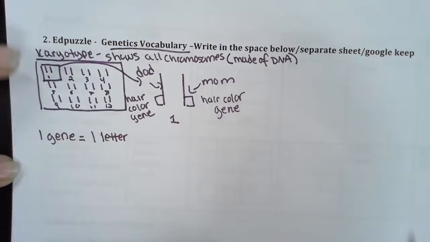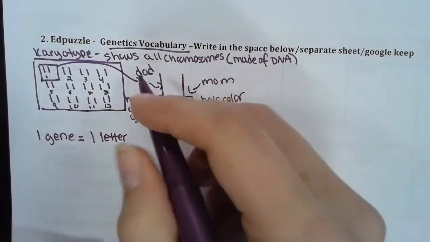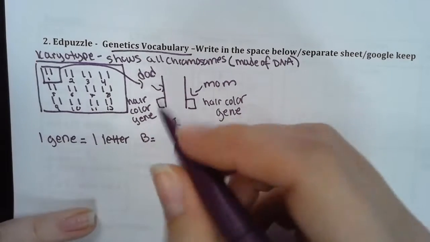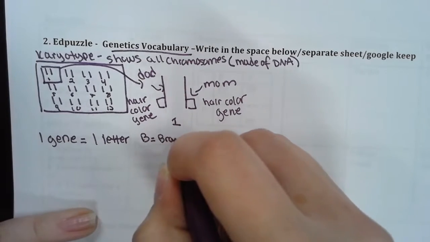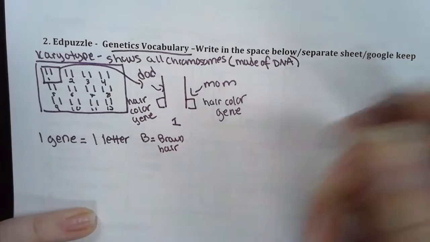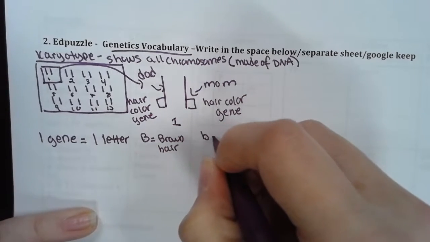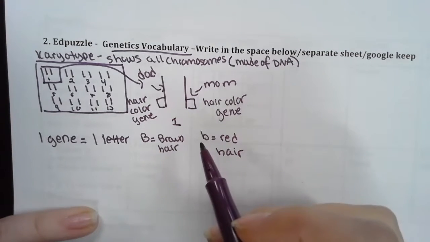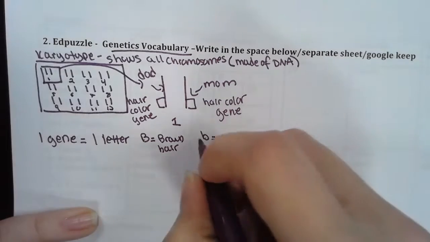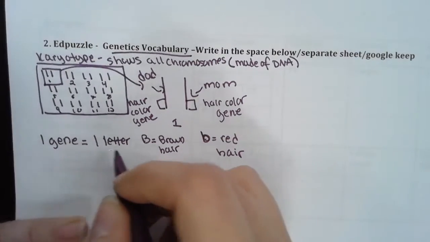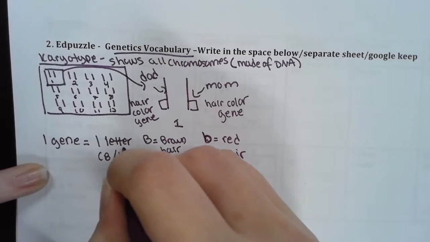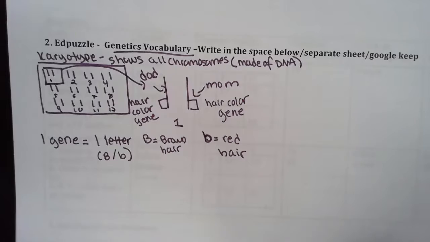So let's say that dad had brown hair. I'm going to label that with a capital B, brown hair. But our mom had red hair. Now why did I put a little b instead of an R? Well, because one gene equals one letter, and we are either going to put in a capital or a lowercase. I could have chosen any letter for this, by the way. It doesn't have to be a B.